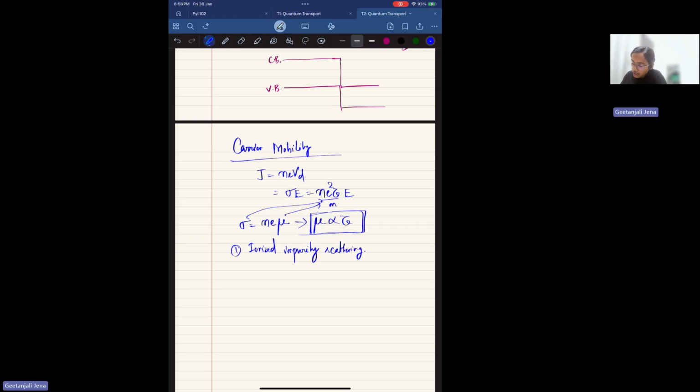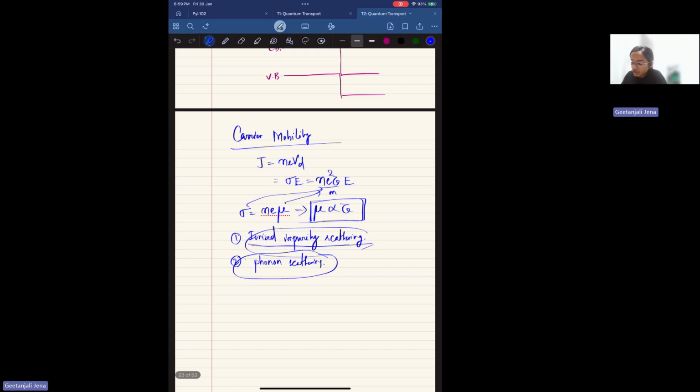So this is because of the ionized donors or acceptors, whenever we have doping. So we'll have ionized impurity scattering. Second case, we have phonon scattering because of the lattice vibration. And this is controlled by the temperature. Whenever we increase the temperature, there will be more lattice vibration and there will be more scattering. So that means the mobility will now decrease.